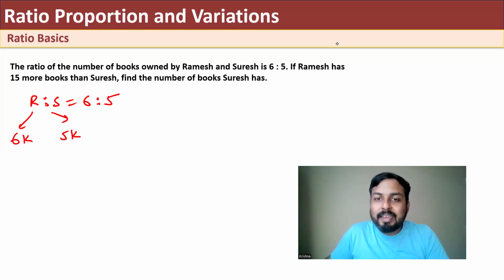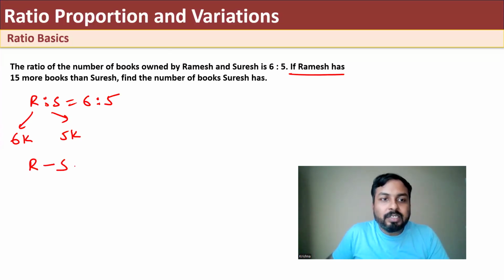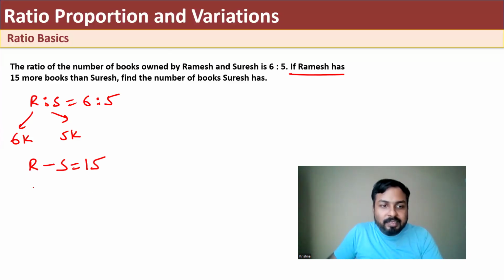No. When he's saying that Ramesh has 15 more books than Suresh, what does that mean? Can I say Ramesh minus Suresh is equal to 15? Because Ramesh has 15 more books than Suresh. So can I say 6K minus 5K is equal to 15? So K value is how much?